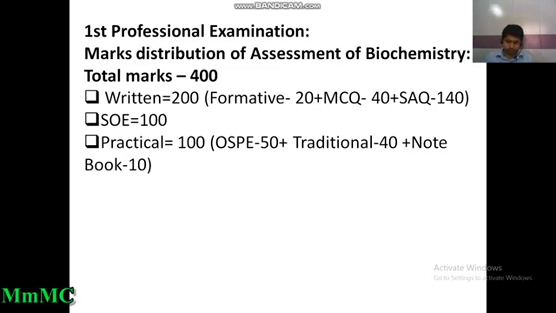Now about the minerals. Define minerals. Classify them with example. Source, daily requirements, and function of calcium. Show with a diagram the regulation of calcium in blood. Write the form of calcium in blood and deficiency feature of calcium.